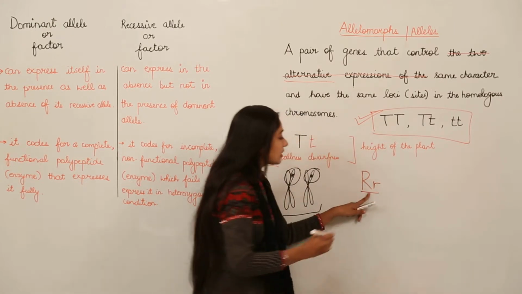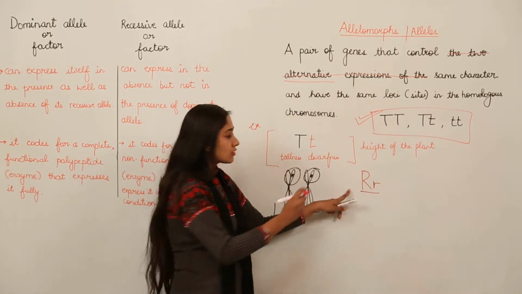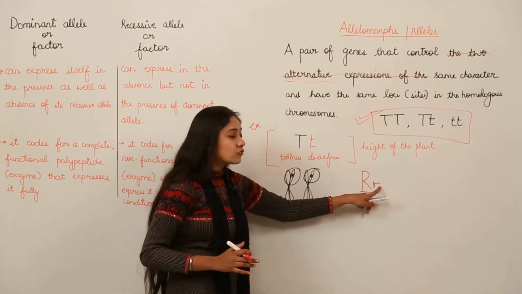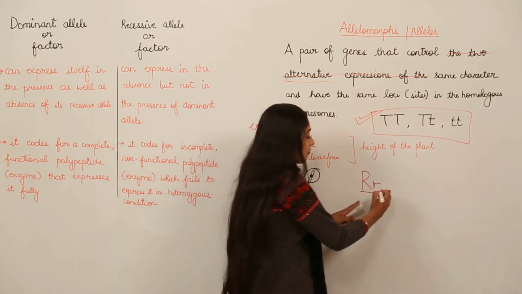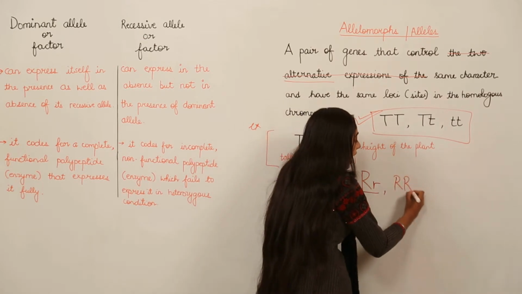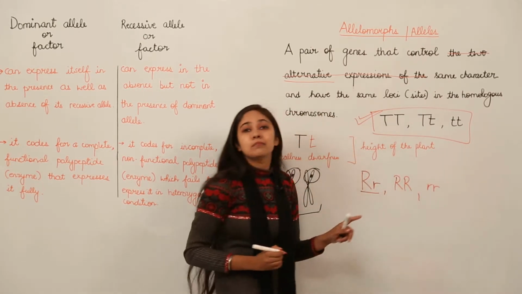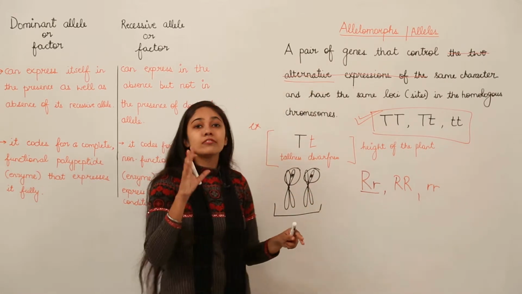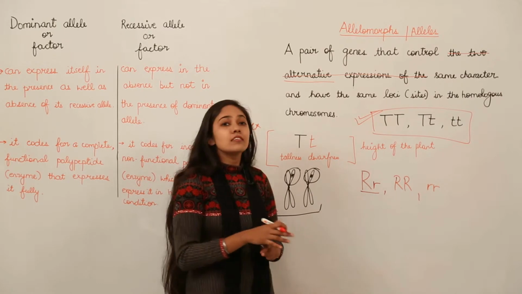So earlier, alleles were considered only this type of pair because it encodes alternative expressions. This is for round seeds and this is for wrinkled seeds. But nowadays we consider these also as what? Alleles, allelic pairs, allelomorphs. Okay. So remember, I hope now this is very clear to you. What are alleles and allelomorphs?